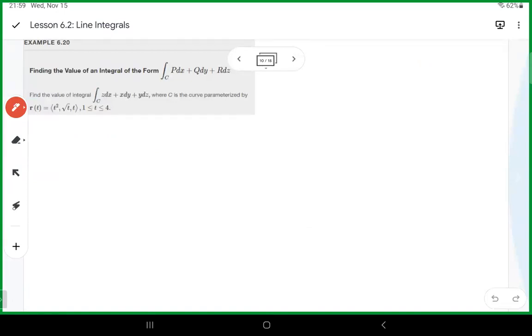All right. So moving on. Find the value of an integral of the following form. So what we're going to do is, as with our previous examples, we're going to compute this integral. We should perform a change of variables to write everything in terms of t. So we're going to use equation number 6.10.